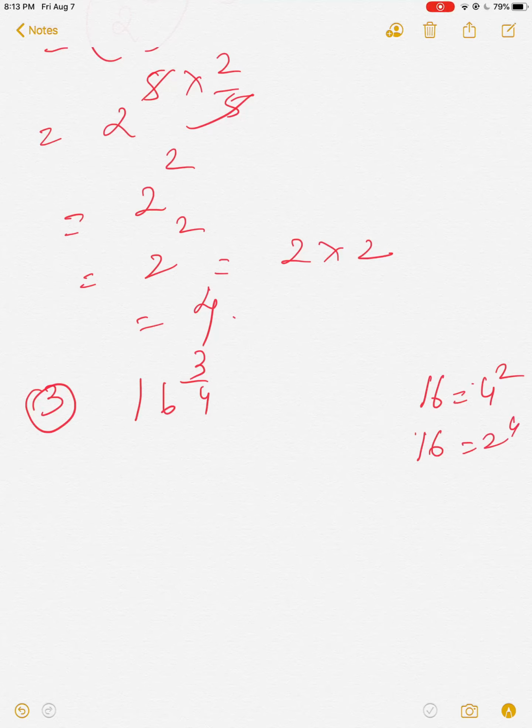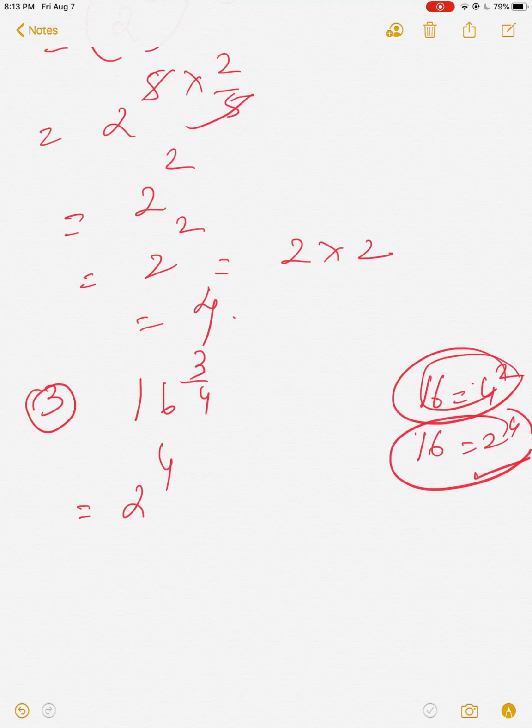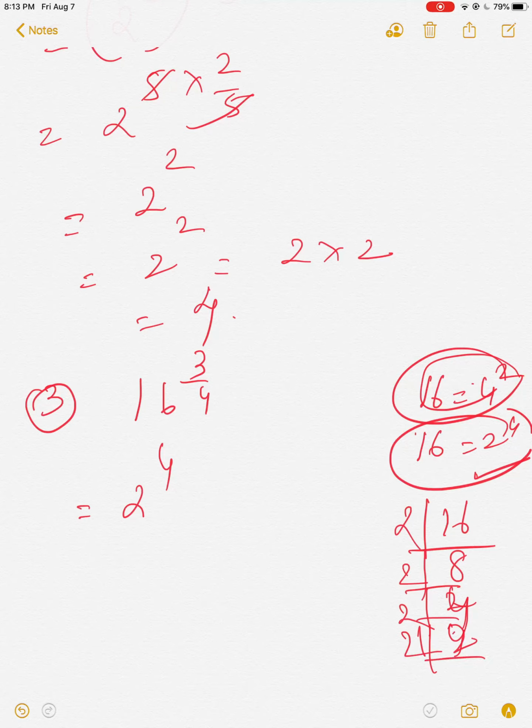So both we can take, but I will be choosing 2 raised to power 4, I will not take 4 square. Why? Because 2 raised to power 4, if you want, you can get by this method. 2 8s are, 2 4s are, 2 2s are, and 2 1s are. So 2 raised to power 4 I will be taking in place of 16.